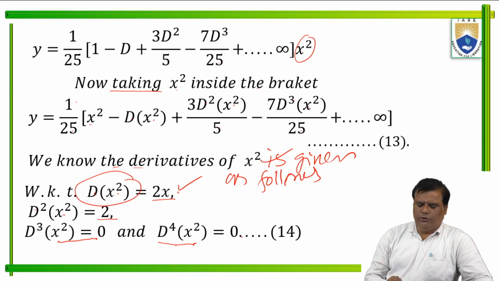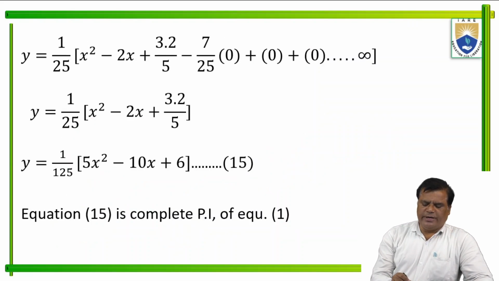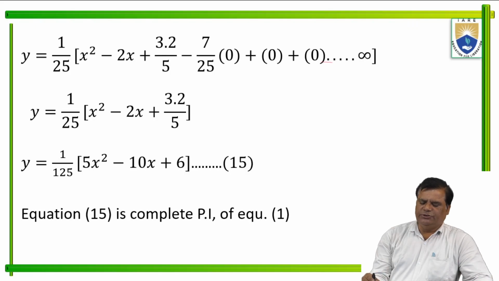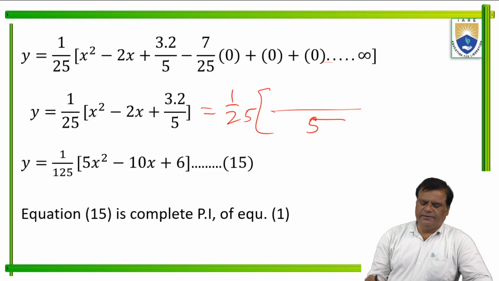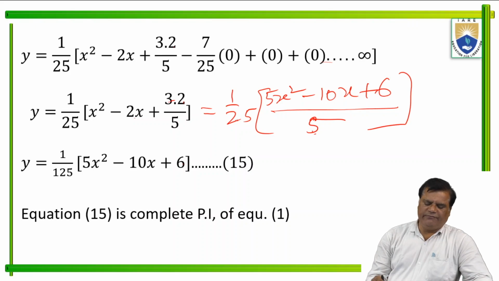So these values from equation 14 we put in equation 13. So here is x square, 2x, and all the others are 0. So now this term is total 0. X square minus 2x, 3 twos, 6 by 5. So taking LCM 5 here, this equals 1 upon 25, taking LCM 5, so here is 5x square minus 10x plus 3 twos are 6, here 6. So here 25 fives are 125. 5x square minus 10x plus 6.